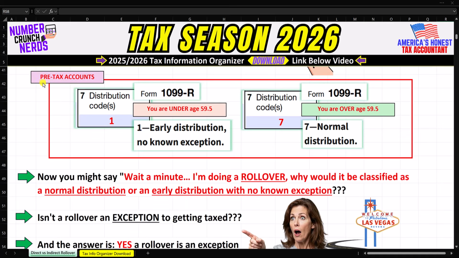Okay, now with respect to indirect rollovers for pre-tax accounts, on your 1099-R, if you are under age 59 and a half, you should expect to see distribution code 1. Distribution code 1 is an early distribution for which no known exception is available. Alternatively, if you are over age 59 and a half, on your 1099-R, you should expect to see distribution code 7. This distribution code indicates a normal distribution.